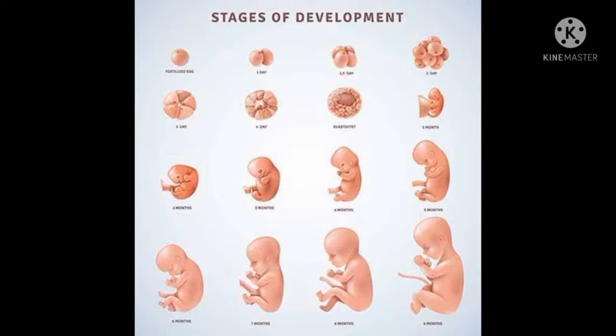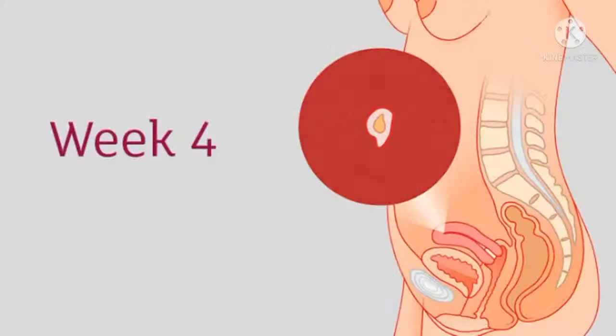Conception usually takes place about 2 weeks after your last period, around the time you release an egg, ovulate. In the first 4 weeks of pregnancy, you probably will not notice any symptoms. The first thing you may notice is that your period does not arrive, or you may have other signs and symptoms of pregnancy, such as breast tenderness. You can confirm the pregnancy with a pregnancy test.